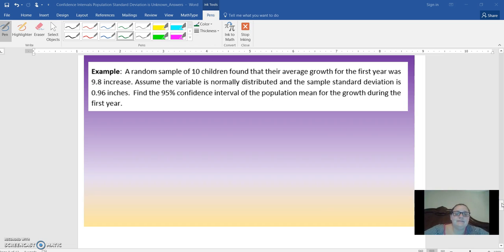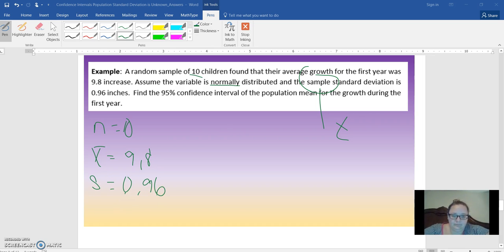All right, here we are. A random sample of 10 children, okay, so that's how many there are, found that their average growth in the first year was 9.8 inches. Assume the variable is normal. All right, it's less than 30, so they have to tell us that. The sample standard deviation, that's how we know it's T, is 0.96. Find the 95% confidence interval. All right, 95%.